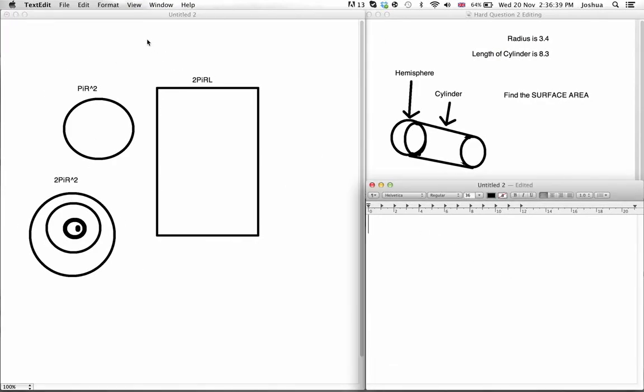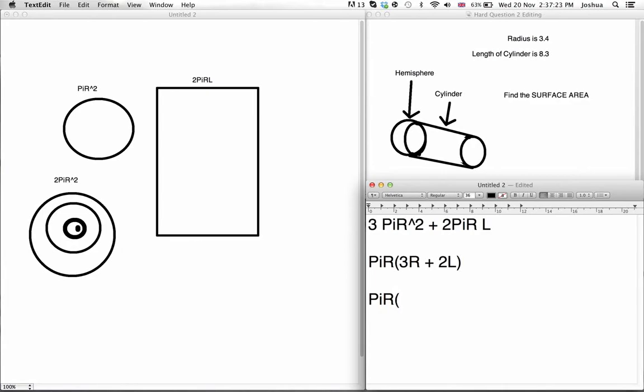So the sum of all these three. As you can see, you have 2 pi r squared plus pi r squared. That's 3 pi r squared plus 2 pi r L. Let's factorize it. Pi r is a common factor, so it's going to be pi r times 3r plus 2L.